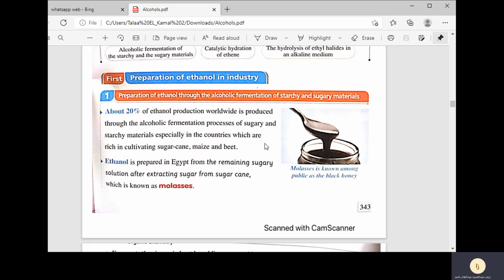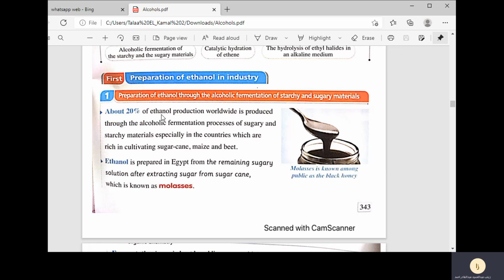Preparation of ethanol takes place by fermentation of any sugar solution or starch solution. Here in Egypt, we use molasses. Molasses is a byproduct from the industry of sugar. Molasses can be fermented by using yeast. Here he said that about 20% of ethanol production worldwide is produced through alcoholic fermentation process of sugar solution and starchy materials, especially in countries which are rich in cultivating sugar cane, maize or wheat.